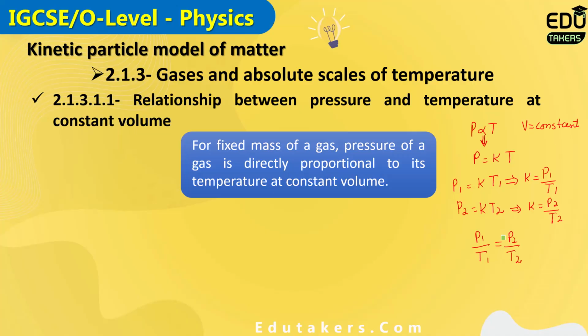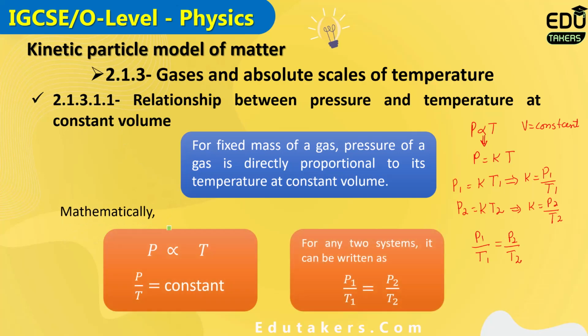Here P1 is the initial pressure, P2 is the final pressure. T1 is the initial temperature and T2 is the final temperature. So if any one of these parameters is unknown, you can easily calculate it by rearranging this equation. But just remember that this relation is applicable at constant volume.